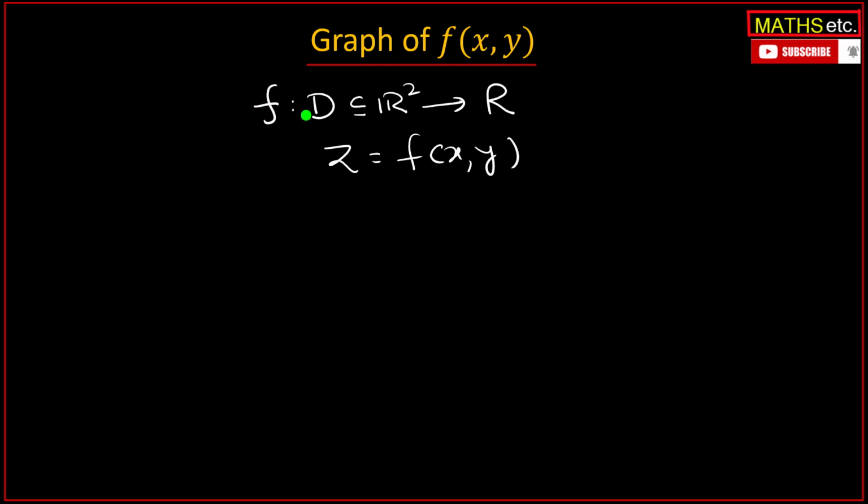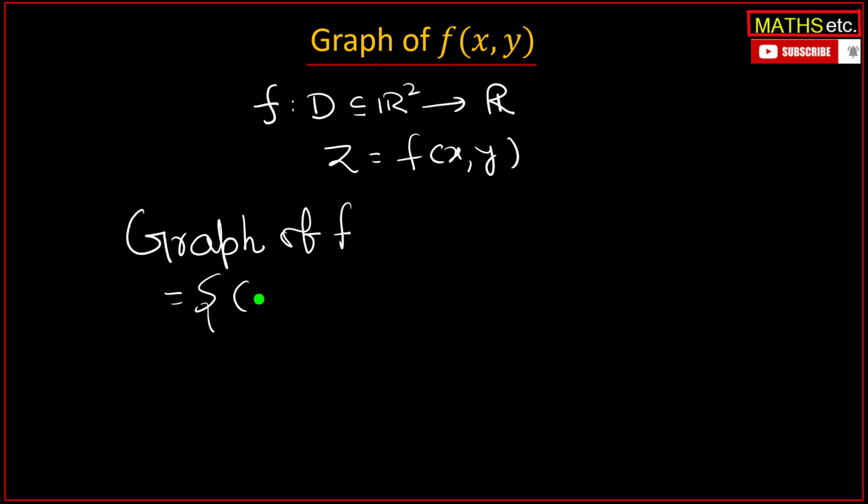So f is a function from domain D to set of real numbers, given by the rule z equals a function of x and y. So that's how we define a real valued function of two variables. Now what is graph of this function f? Graph of f is defined as the collection of all these x, y, z points.